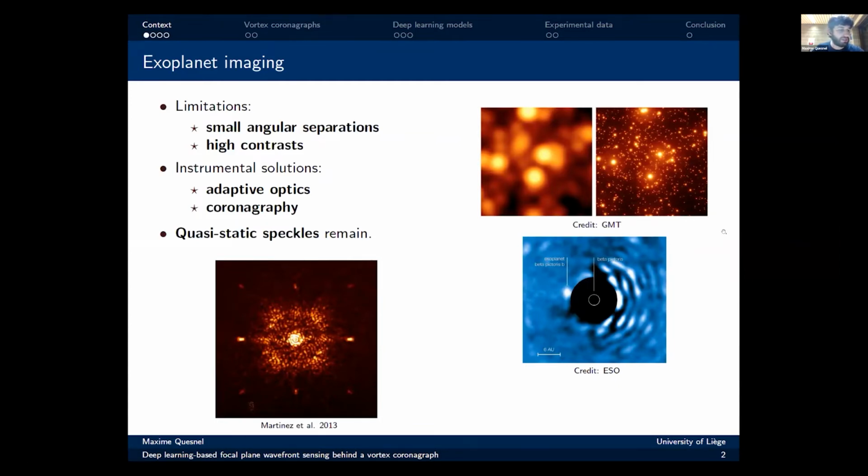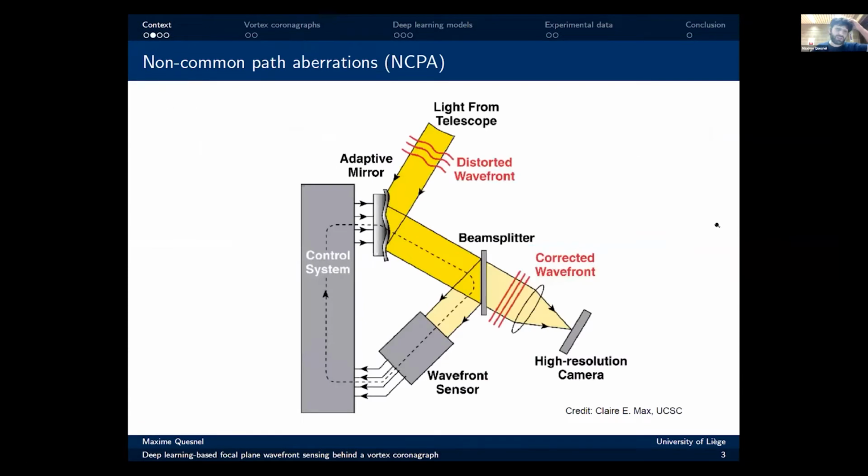For this, we first want to understand where these speckles come from. The main origin of those speckles is considered to be non-common path aberrations, which are aberrations that occur in the instruments but cannot be corrected by the wavefront sensor. For example, any aberration between the beam splitter and the camera, but also between the beam splitter and the wavefront sensor, won't be corrected, and so can produce speckles in the focal plane.